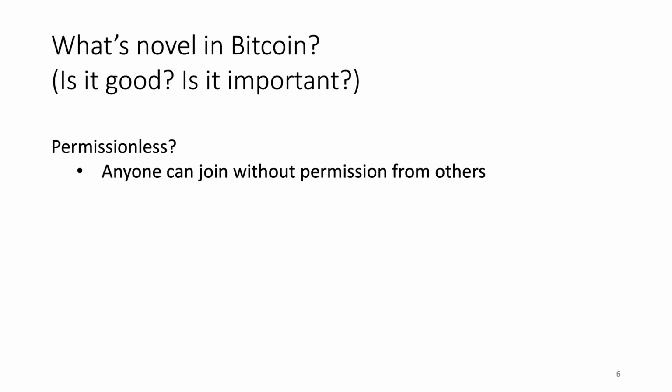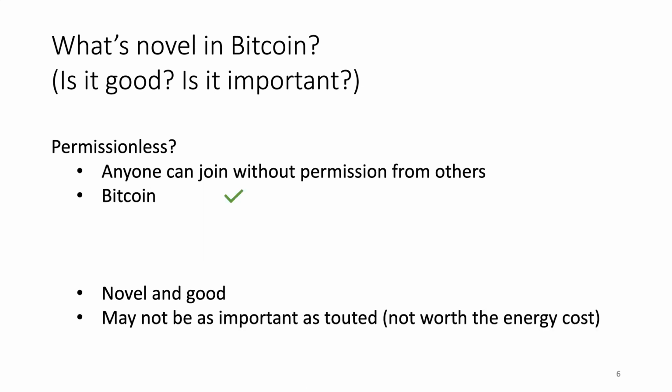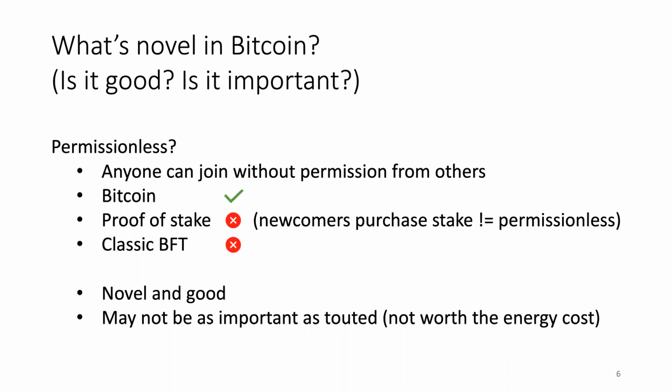All right, let's start from this one. Permissionless. I think everybody agrees that's a new property in Bitcoin, and I think there's very little argument that it seems to be a good property. But I would argue that it may not be as important as touted, at least under my definition of permissionless, because I'm going to argue that proof of stake is not permissionless.